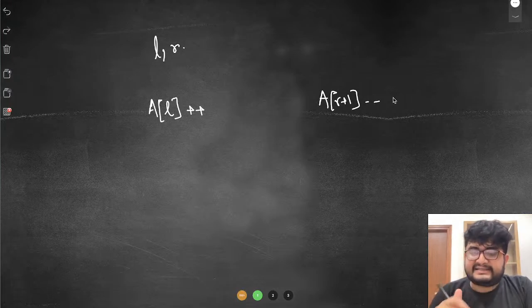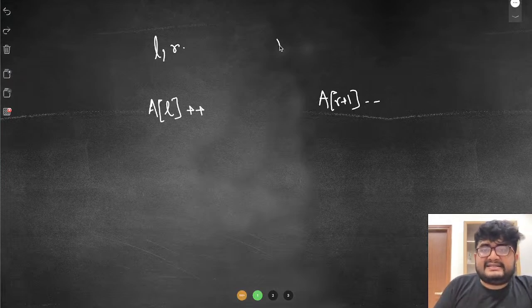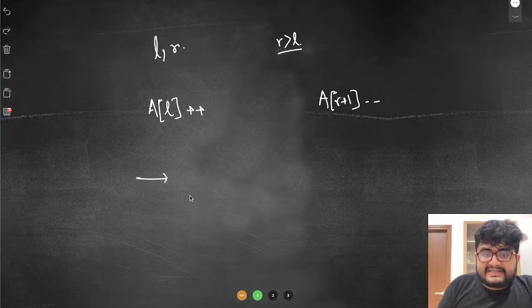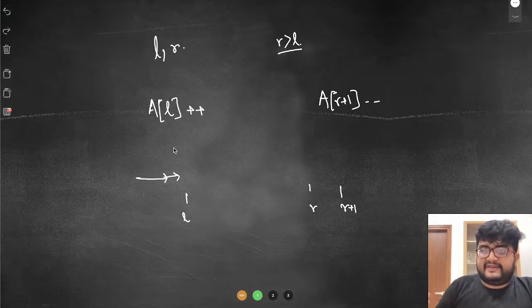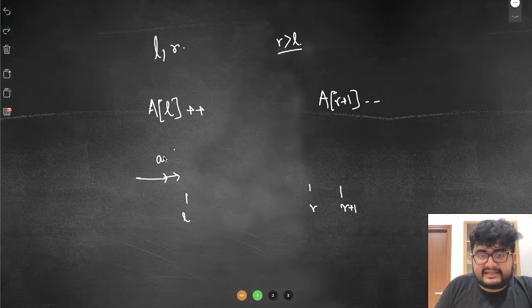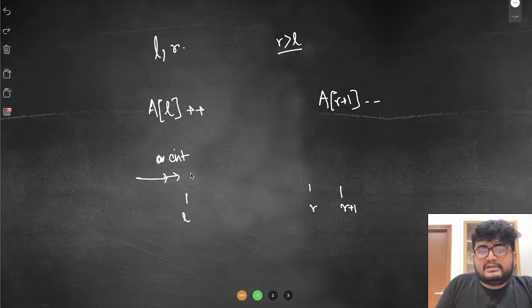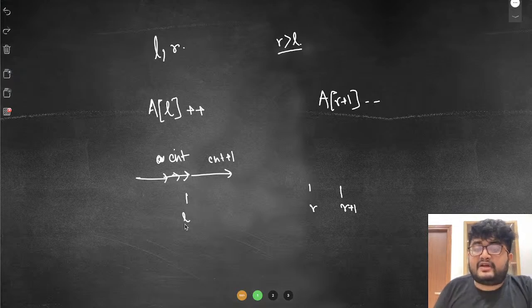How does this give that? Let's understand. See, R is definitely greater than L, because it is a valid range. Let's say this is L, this is R, and this is R plus 1. You are going here. Let's say you are doing a prefix sum, so you have some answer, like the count till now. When you come to L, you do count plus 1. So after this, your count becomes count plus 1. Basically, the presence of this L to R range is added to the count.